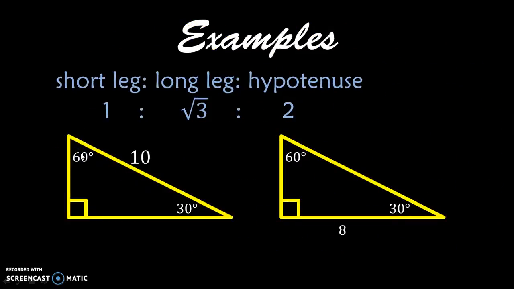Okay, let's have the following examples. Suppose that the hypotenuse measures 10. So therefore, since the hypotenuse is twice as long as the short leg, this short leg here measures 5. And this longer leg is 5 square root of 3, because the long leg is square root of 3 times as long as the short leg. How about if the longer leg is given?